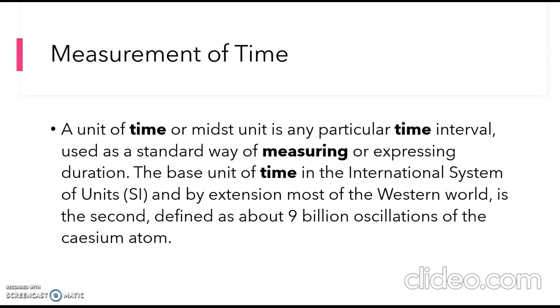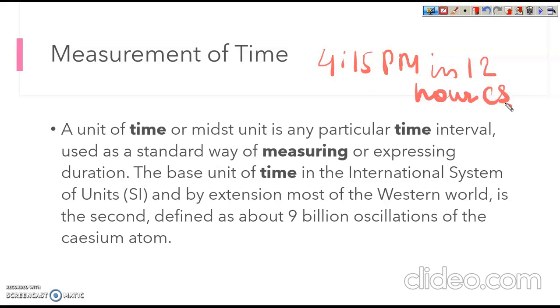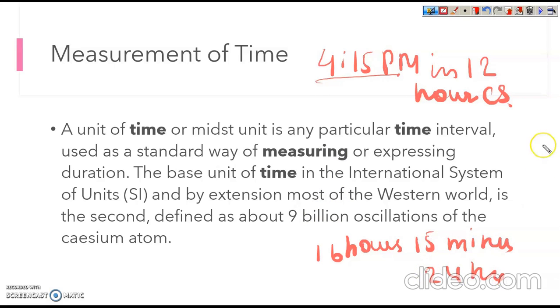In airlines and railways, you must have seen that a 24-hour clock system is used. For example, 4:15 p.m. in the 12-hour clock system is written as 16 hours 15 minutes in the 24-hour clock system. Okay.